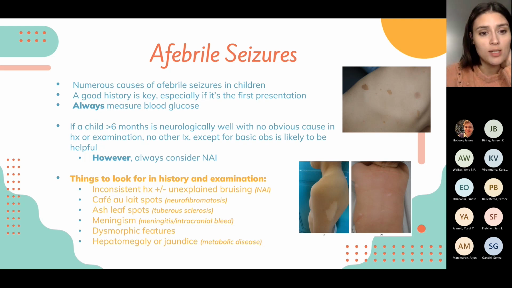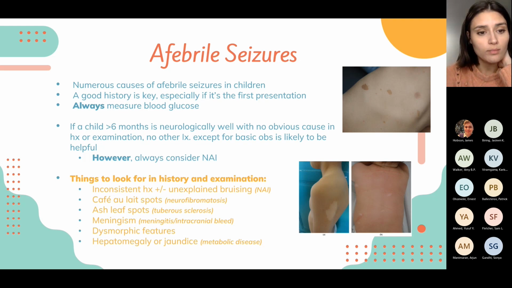With afebrile seizures, things to look for in the history and examination in particular are an inconsistent history and unexplained bruising, so that would be indicators of non-accidental injury. Café au lait spots, so that's the top image there, and that could be a sign of neurofibromatosis. Ash leaf spots, and that's seen in both of those bottom images. That could be a sign of a condition called tuberous sclerosis. I wouldn't say you have to know that much about it for Leicester exams anyway, but it's one to be aware of.